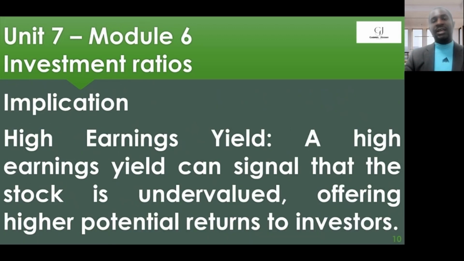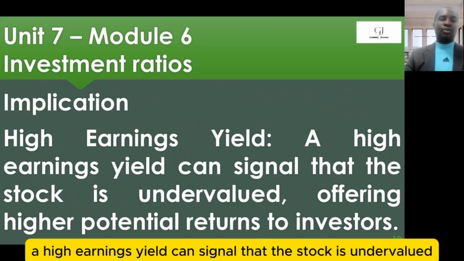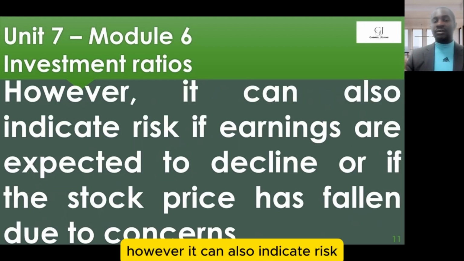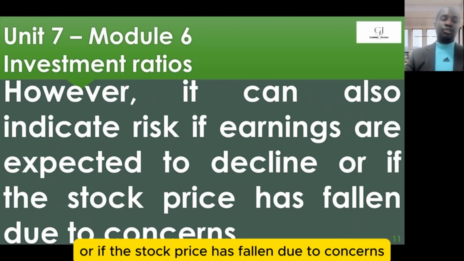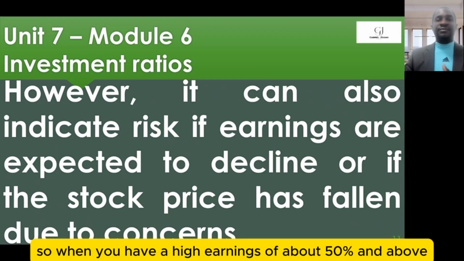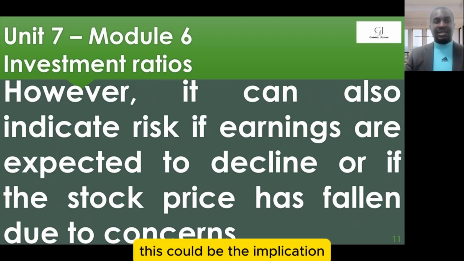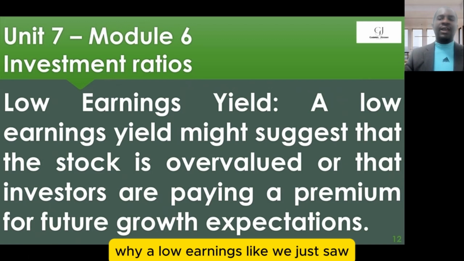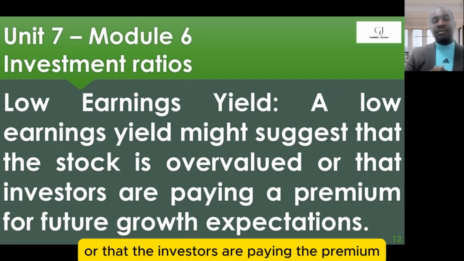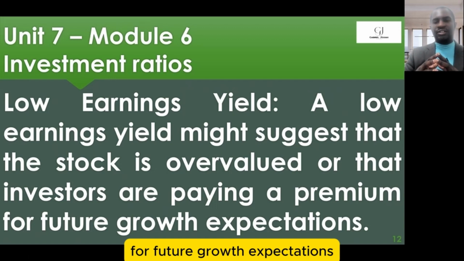What are the implications? A high earnings yield can signal that the stock is undervalued, offering high potential returns to investors. However, it can also indicate risk if earnings are expected to decline or if the stock price has fallen due to concerns. So these are very critical. When you have a high earnings yield of about 50% and above, this could be the implication. While a low yield, like we just saw, about 3%, might suggest the stock is overvalued or that investors are paying a premium for future growth expectations.